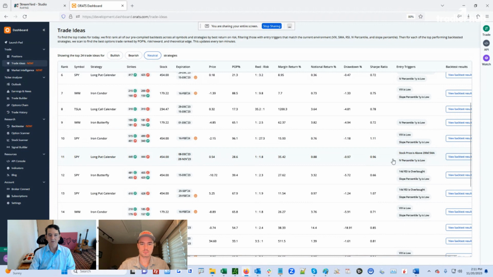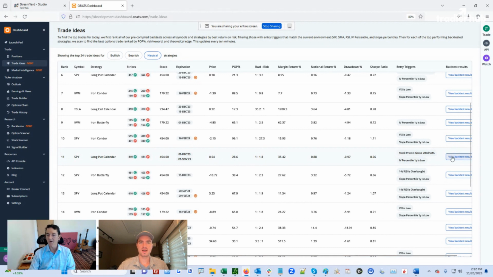Here's another put calendar with a good... Okay, this one looks pretty good to me. This was tested when the stock price is above the 200-day and the IV percentile is low. The notional return is about 1%, but the margin return is pretty good. And the risk reward is not too risky. So I like that. It's kind of a low probability of profit. We like to win on this channel, but let's take a look at this.